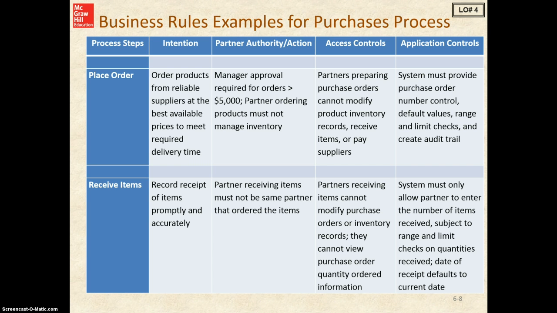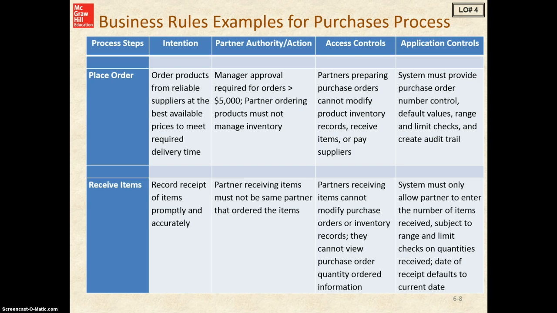Right? We don't want somebody to have access both to buying, inventory, and payment, because that could result in a larger probability of misappropriation of company assets. Application controls, a system must provide purchase order number control, default values, range and limit checks, and create an audit trail. So for receiving items, our intention is to record receipt of items promptly and accurately.